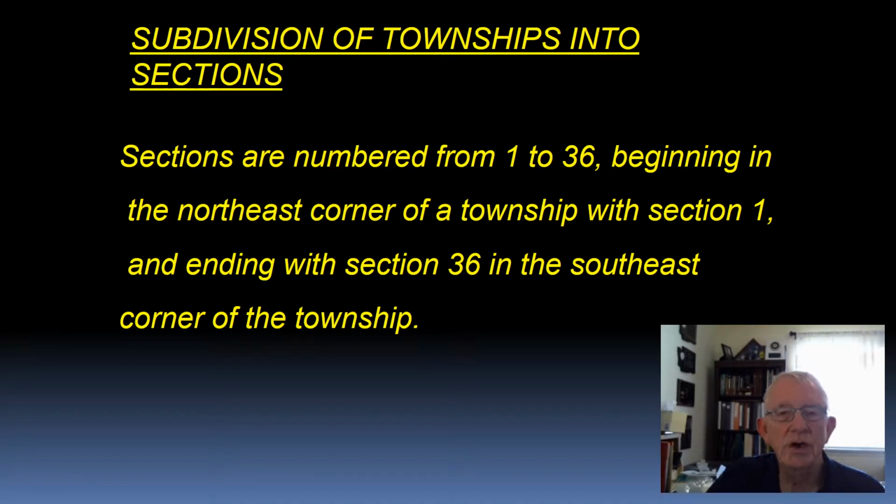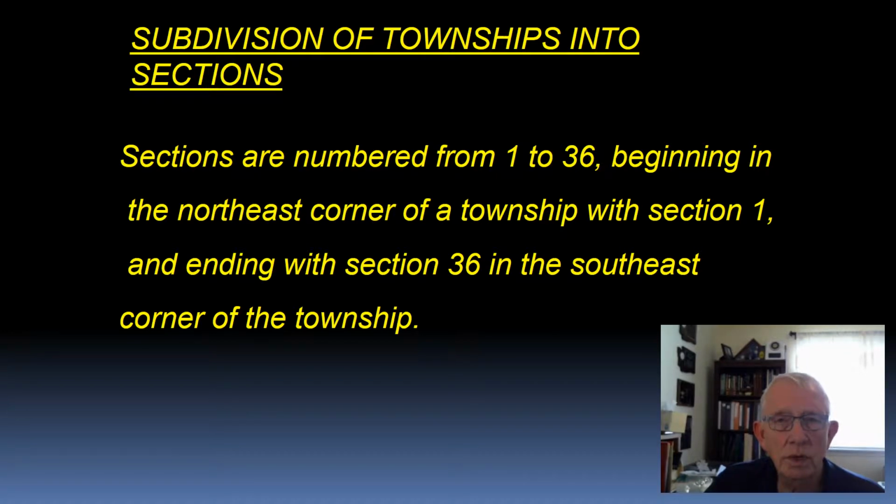Okay, what we're going to talk about in this lecture is how townships are subdivided into sections. Now, first of all, we need to know how the sections are numbered. They're numbered between 1 and 36. There are 36 sections in a township. Just to review, a township is 6 miles square, and a section is 1 mile by 1 mile.